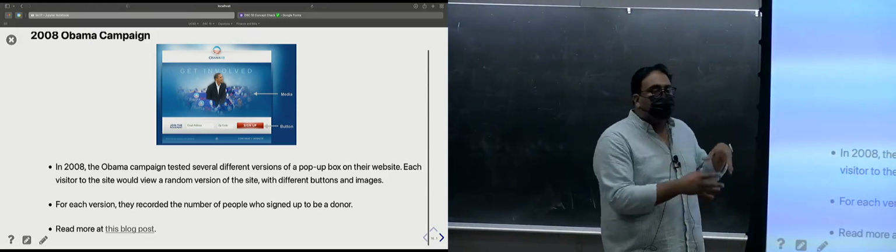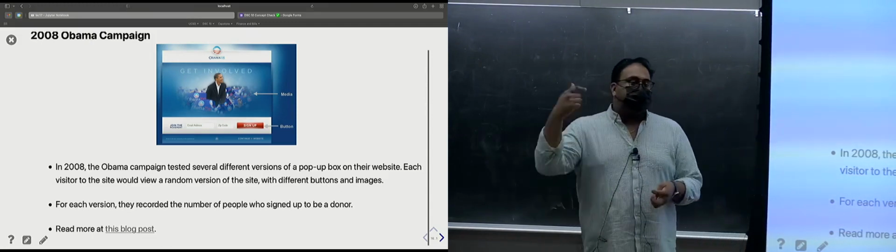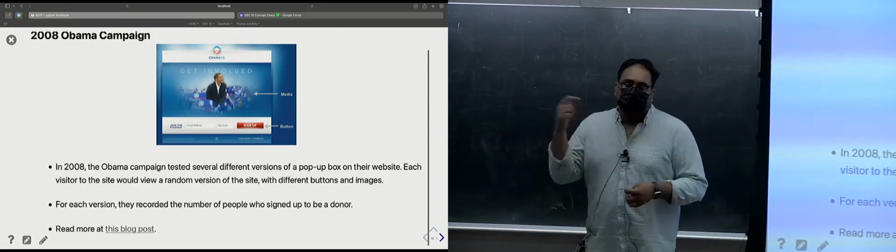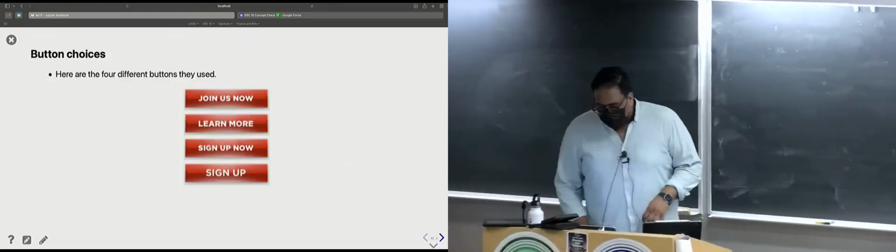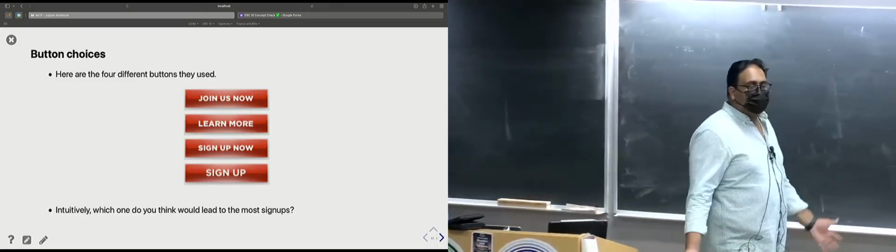So they'll try one combination, record how many people donate. They'll record another combination, and record how many people donate, so on and so forth. They want to pick the best combination of photo and button. So here are the 4 button choices they used. Which one do you think would lead to the most signups?